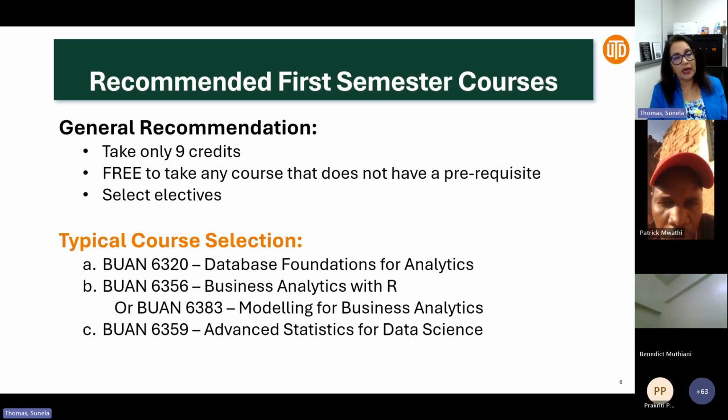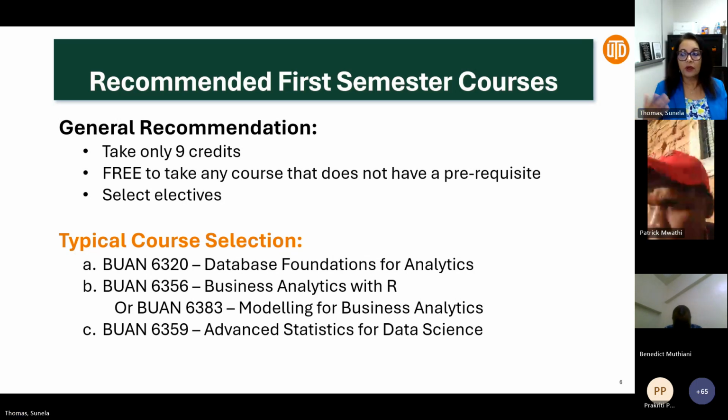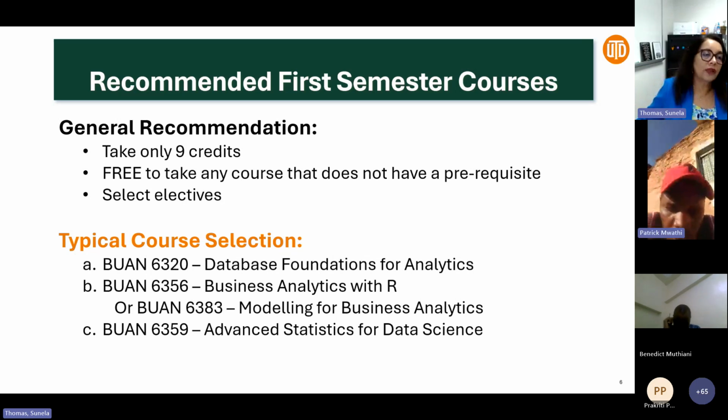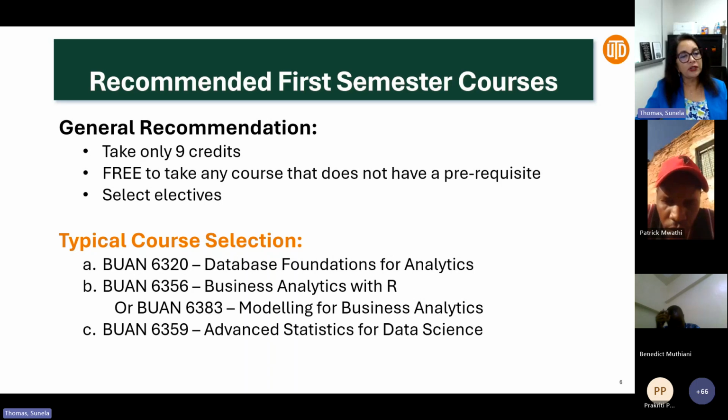So they may take business analytics with R, that is 6356, the first semester, and then 6383 at another semester. Both will be counted. And if you do that, then the first one, the 6356, is counted as your core, and the other one will be counted as your elective. And then the third course that we recommend new students to take is advanced statistics.